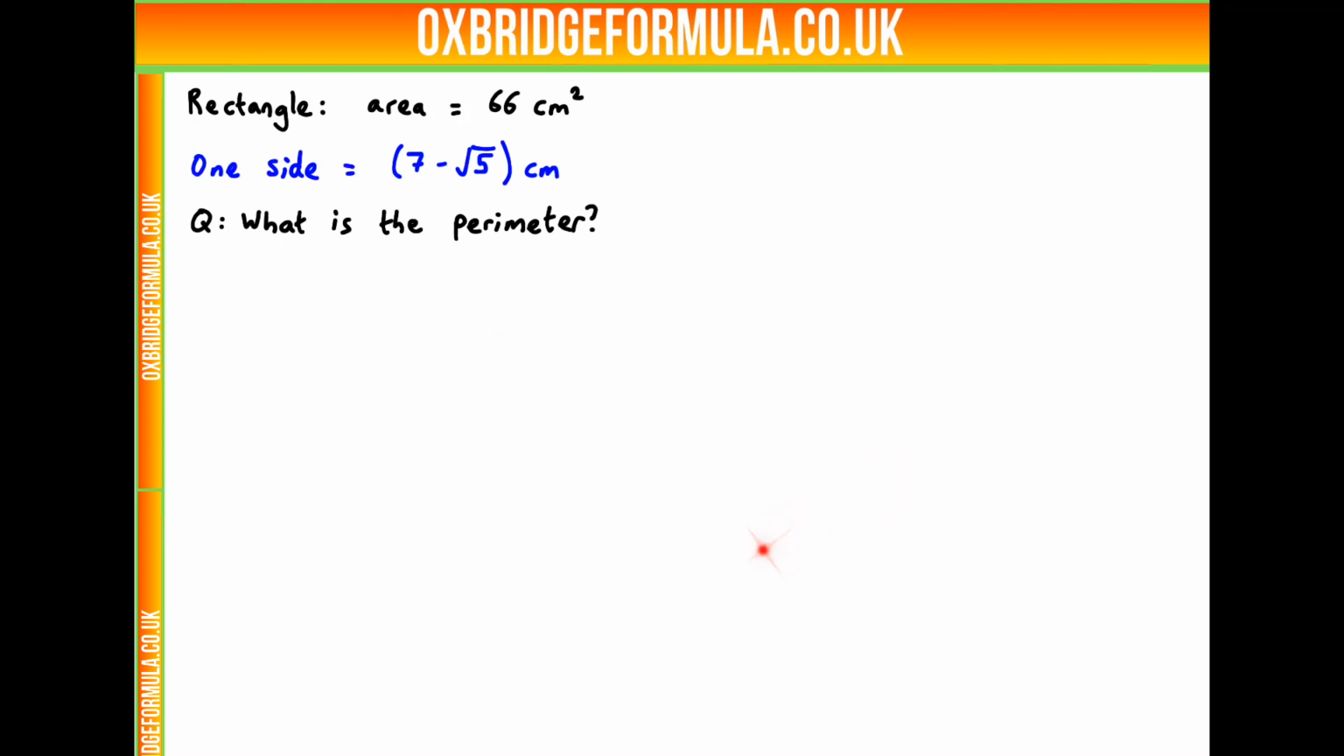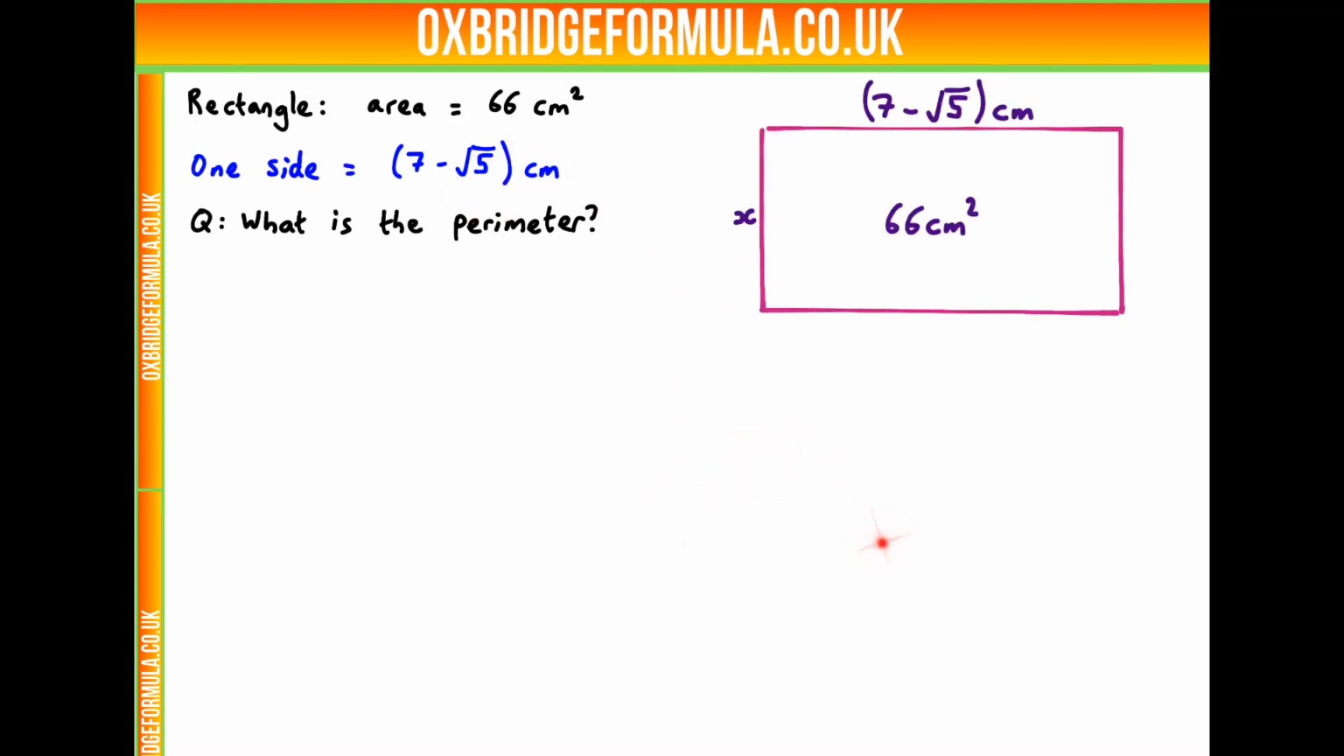So where to begin? Well, to help us visualise this information on paper, let's do a quick sketch of what we know about this rectangle. So the area is 66 centimetres squared. One of the sides, it doesn't really matter if it's the longer or the shorter side, but for the diagram's purpose, I've put it as the longer one for now, is 7 minus root 5 centimetres. And we have this unknown side, which I've called x for now.